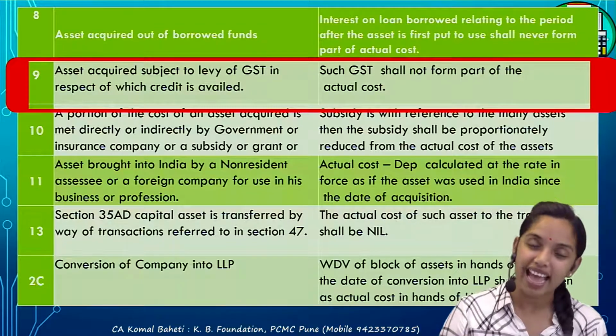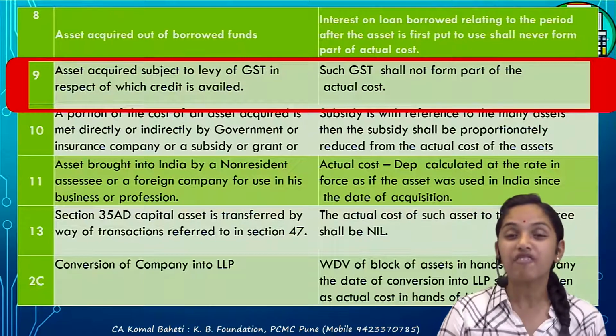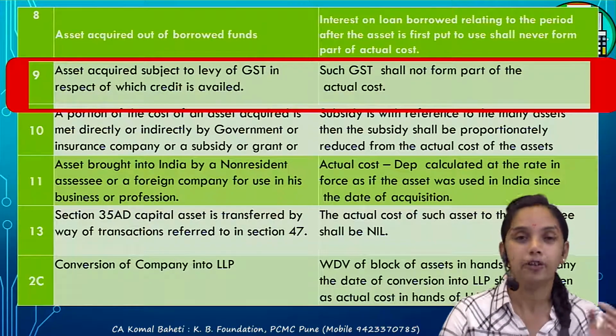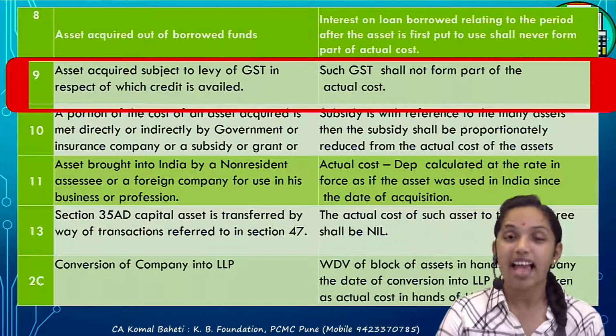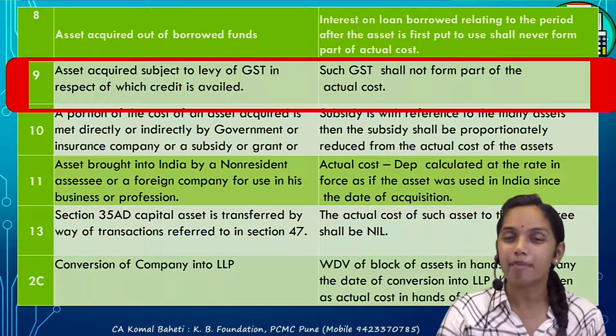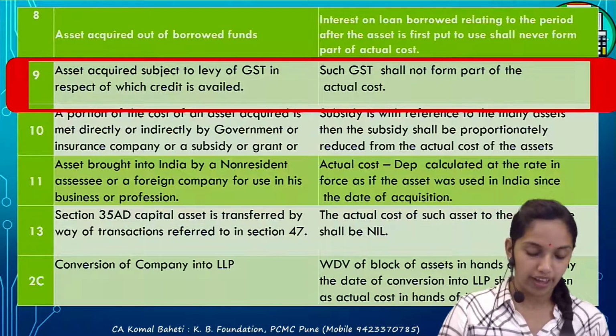Whether it is 10 lakh or 11 lakh. If I am claiming a credit of GST, or the GST credit is available to me under the GST Act and I am claiming it, then my actual cost would be 10 lakh. If I am not claiming the GST credit, then the 11 lakh would become my cost of acquisition.